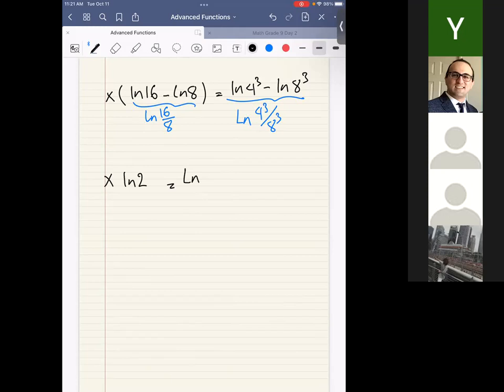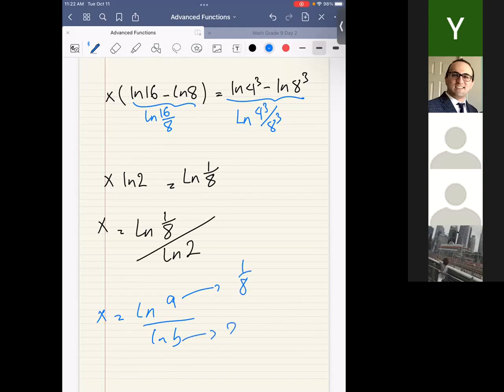What is 4 to the power 3 over 8 to the power 3? It is 1 over 2 to the power 3, which is 1 over 8. So x is equal to ln of 1 over 8 divided by ln of 2. And that's it, because the question wants you to write the answer in the format ln of a over ln of b. So a here is 1 over 8 and b is 2.